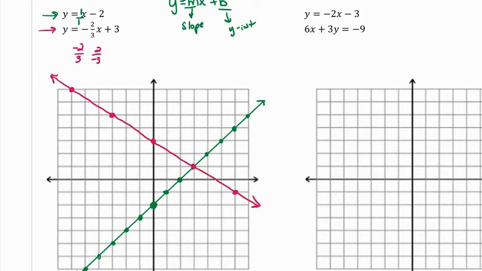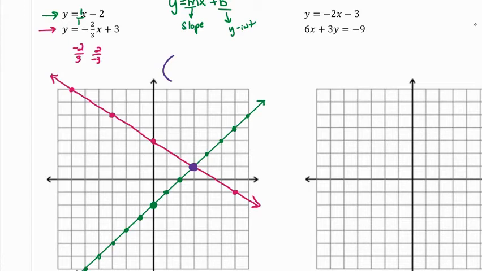Okay, so then once we've got our two lines graphed, remember your solution is a point that works for both lines. So it's the point where those lines intersect. This point right here in the middle is our solution to the system. That's the point that they both have. So now I just have to name that point.